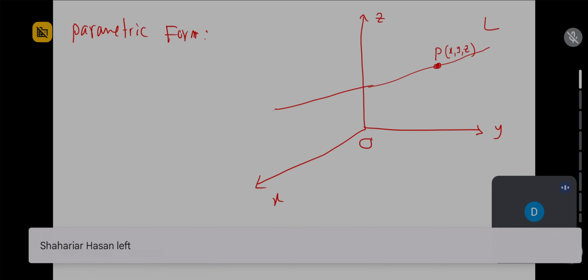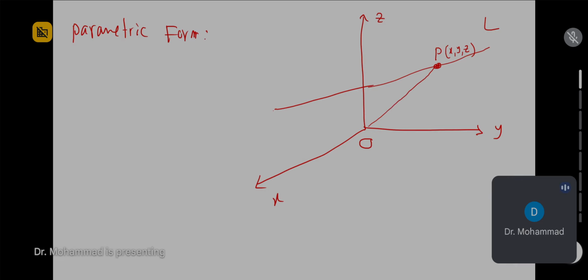So this is our origin, 0. So we can just add the line OP.